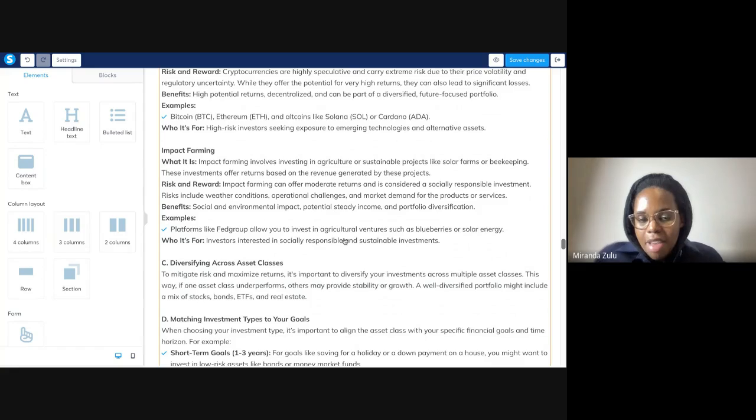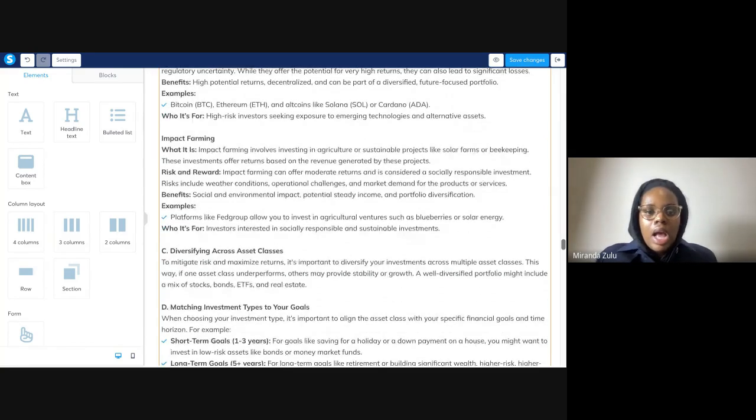Impact farming, one of my favorites as well, involves investing in agriculture, sustainable products like solar farming, keeping investments offer returns based on revenue projected by the project. So they can offer moderate returns and are considerably socially responsible investments. There are risks attached to this, like weather conditions, harvest, market demands, operational challenges, and so on.